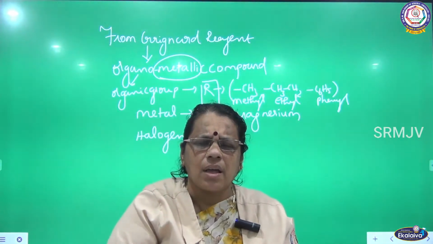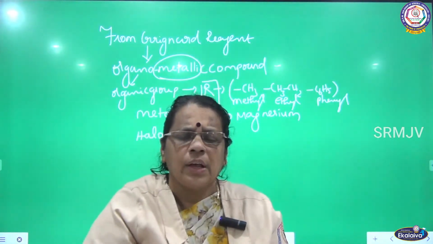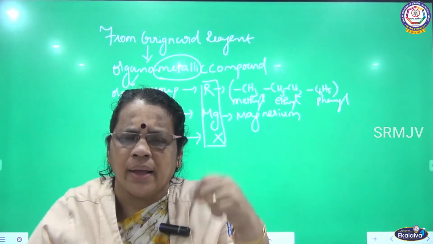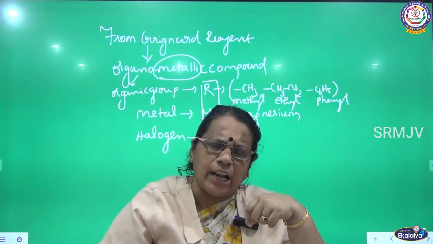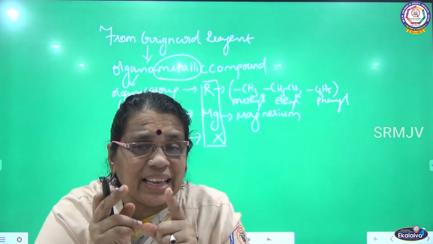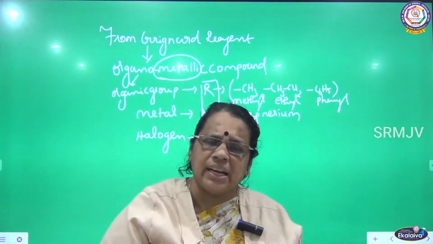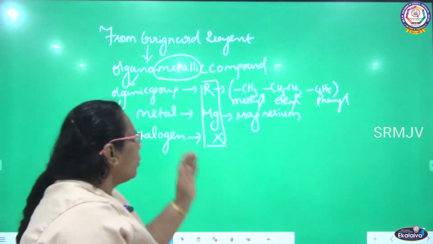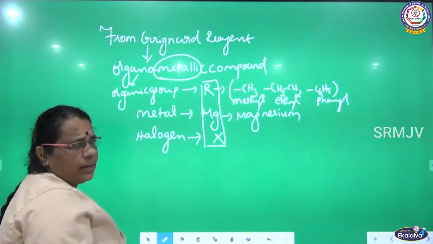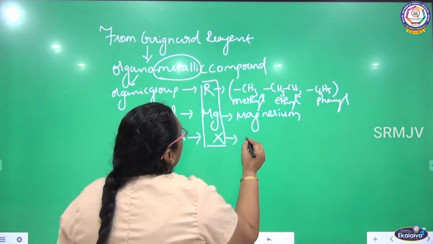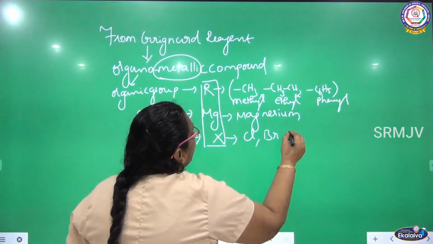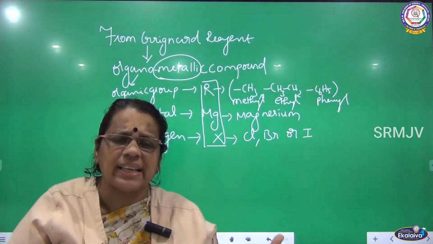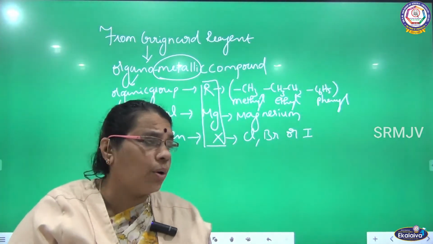What is Grignard reagent? An organometallic compound. So it will have an organic part, which is represented by R. It can be methyl, ethyl or phenyl, whatever it is. In the center you can see a metal. Here I am taking magnesium. Towards the right hand side, I can have a halogen. Halogens are indicated by X. It can be chlorine, bromine or iodine, any one of these three atoms.